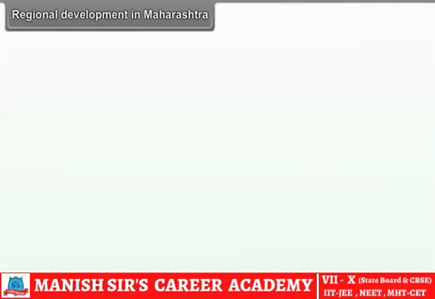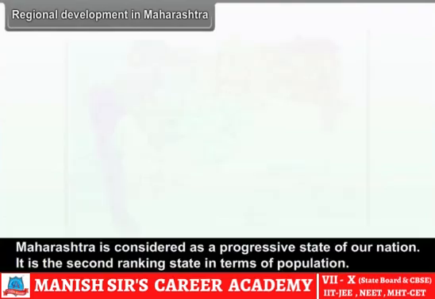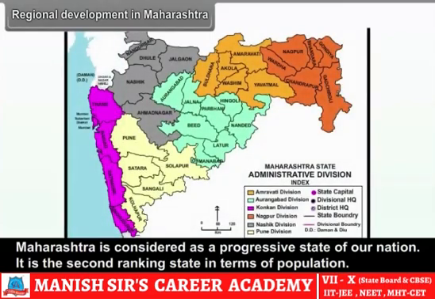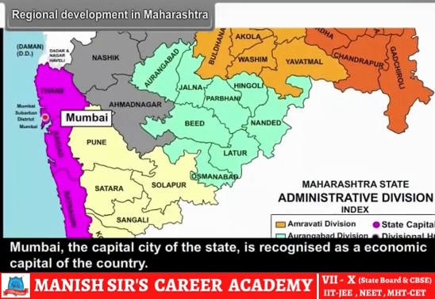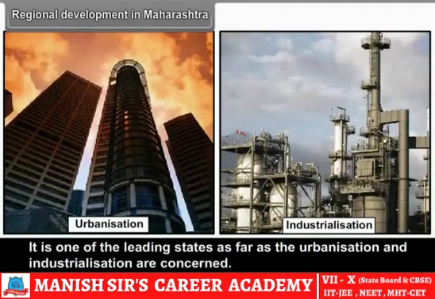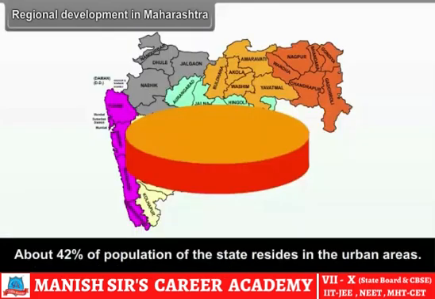8.4 Regional Development in Maharashtra. Maharashtra is considered as a progressive state of our nation. It is the second ranking state in terms of population. Mumbai, the capital city of the state, is recognized as the economic capital of the country. It is one of the leading states as far as urbanization and industrialization are concerned.